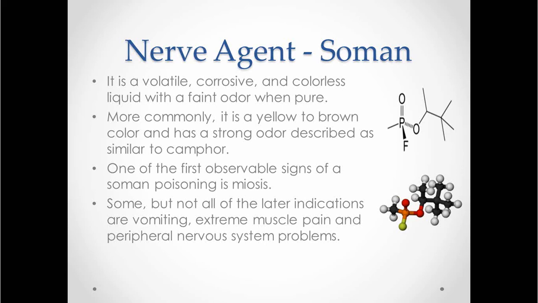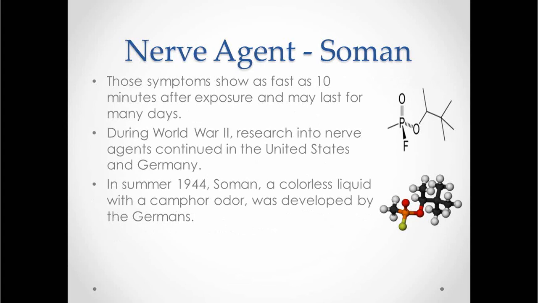One of the first observable signs of Soman poisoning is miosis. Some, but not all, of the later indications are vomiting, extreme muscle pain and peripheral nervous system problems. Those symptoms show as fast as 10 minutes after exposure and may last for many days.